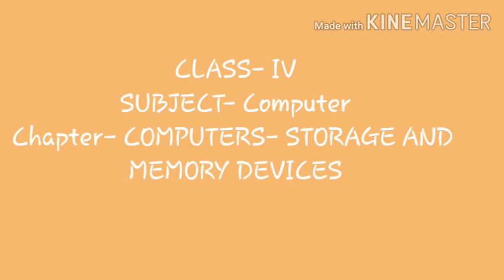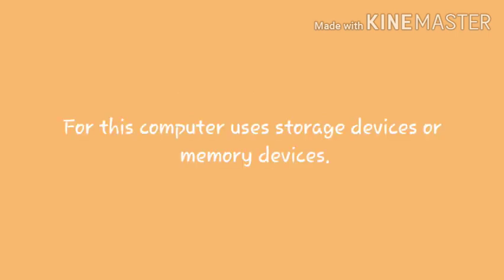You know, human beings, we use our memory to store information. That's how we remember things. Similarly, the computer also has a memory which it uses to store data and instructions. It can get information from its memory when required. For this, the computer uses storage devices or memory devices.